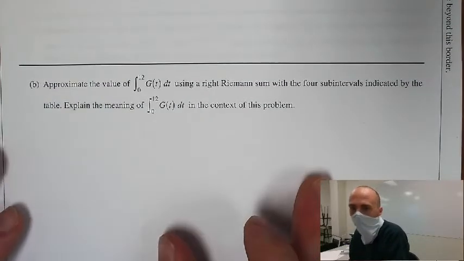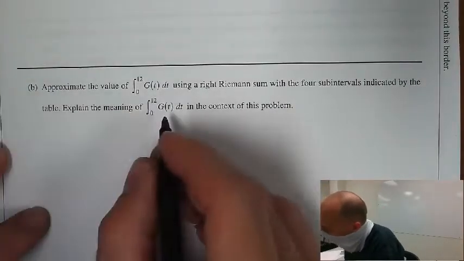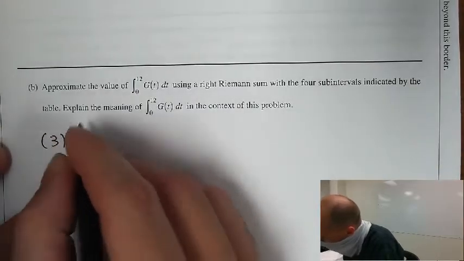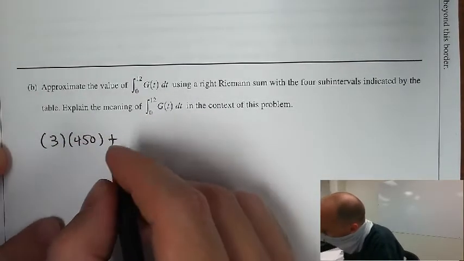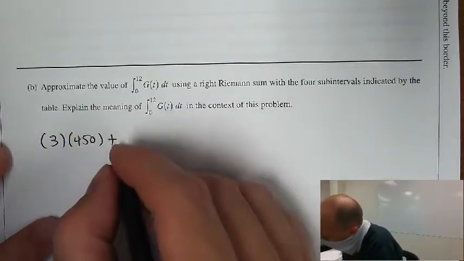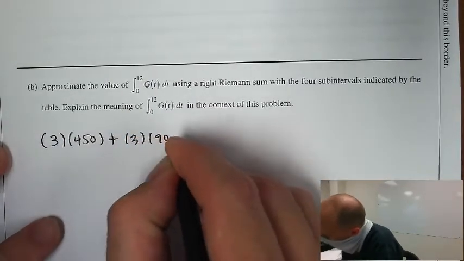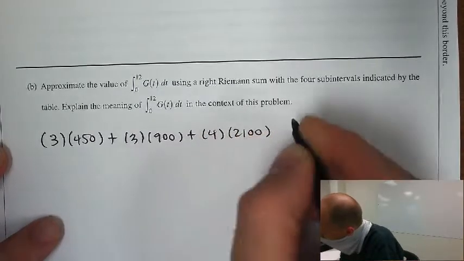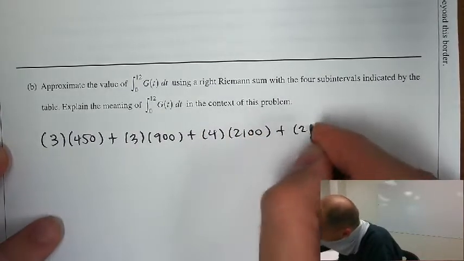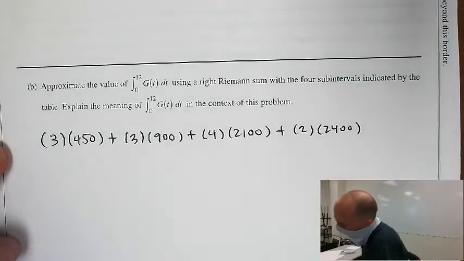Okay, approximate the value using a right Riemann sum for sub-intervals. Okay, width of the first is 3. Right endpoint is 450. Plus width of the second is also 3, from 3 to 6. Right endpoint is 900. Width of the third is 4. Right endpoint is 2100. And the width of the last one is 2, and the right endpoint is 2400.